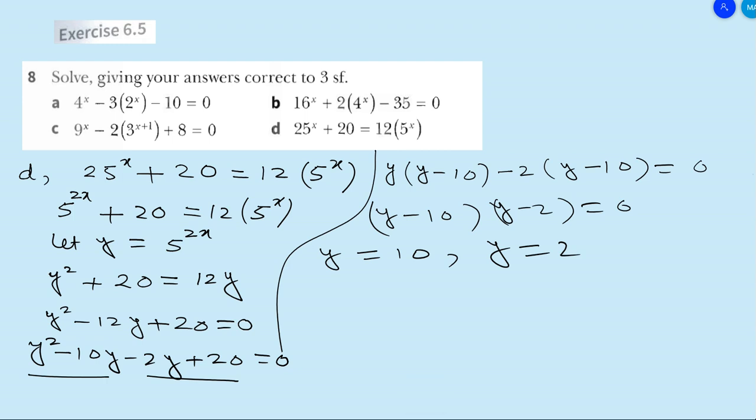What is y? y is 5 to the power x. Sorry, this is 5 to the power x, not 2x. So 5 to the power x is equal to 10, taking log on both sides.